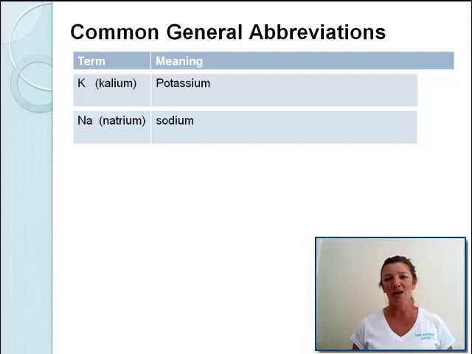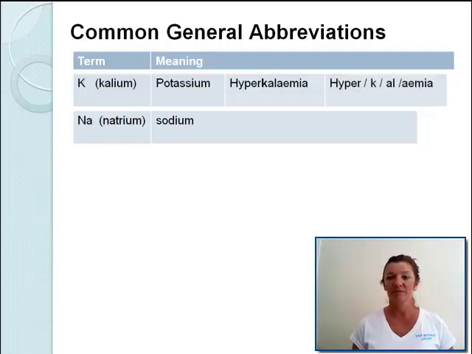Having just mentioned the term U's and E's for urea and electrolytes, here we actually have two electrolytes. K, which comes from the Latin term kalium, means potassium, and Na is the abbreviated form for natrium, which means sodium. So potassium and sodium are electrolytes, and if these are out of balance you're going to feel quite poorly. So let's have a look at a term associated with potassium. Hyperkalemia.